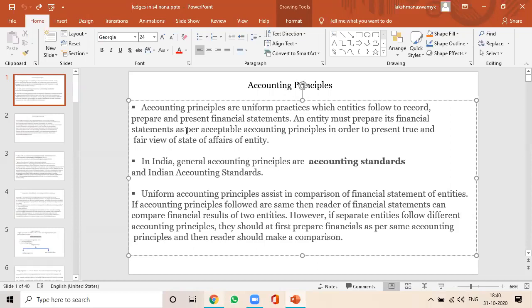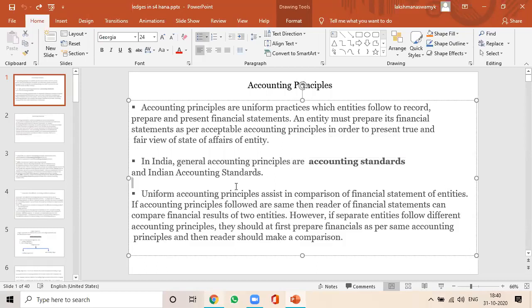When you're doing business in a specific country, you have to follow the accounting principles of that country. But when you're doing business internationally, then you also have to follow international accounting standards in addition to your country-specific accounting standards. Here in India, the accounting principles are also called accounting standards, and they are called Indian accounting standards. You might have heard about the IAS. IAS means Indian accounting standards.